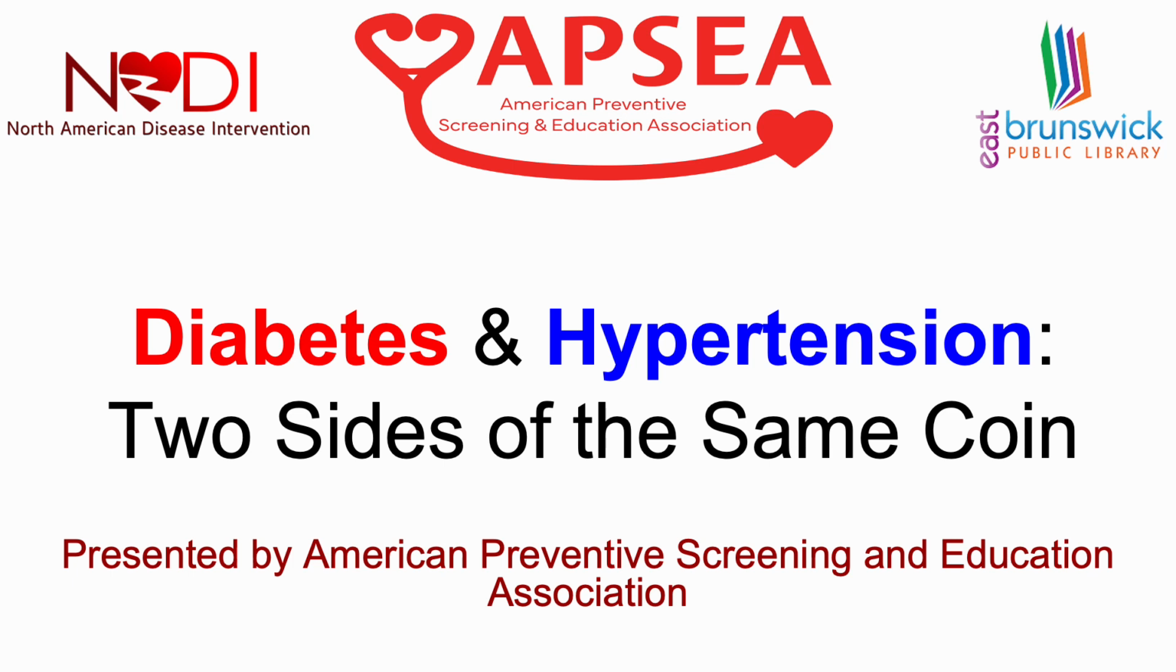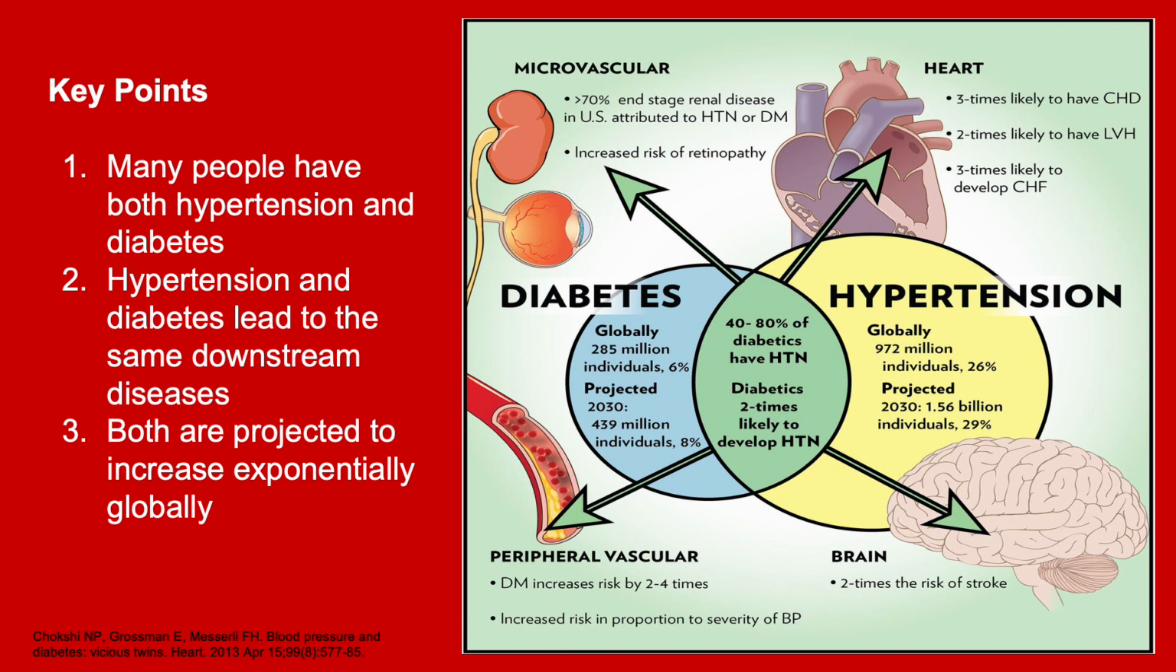All right, hello everyone. I will be talking about diabetes and hypertension and how they are two sides of the same coin. In this module, we will be covering diabetes and high blood pressure, also known as hypertension, and how they are related. A lot of patients have both diabetes and hypertension.